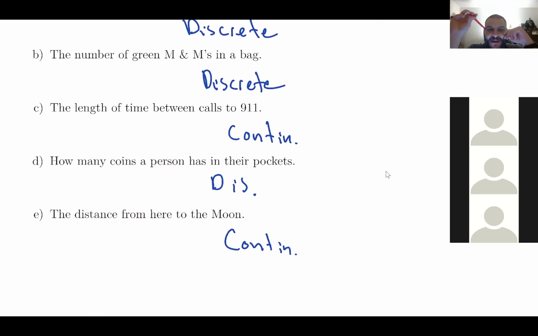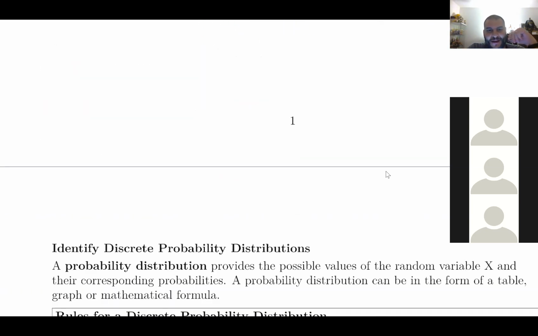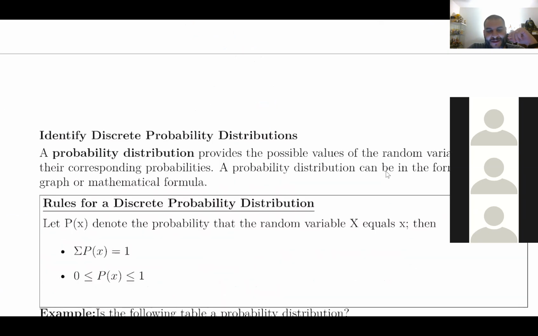The way you could think about continuous is, if you actually had to measure it. If you look at the length of time between calls to 911, you actually have to measure how long it takes. If you look at the distance from here to the moon, you actually have to measure. But how many coins a person has in their pocket, you could just count. You don't really have to measure it. You could just go, okay, they have 1 coin, 2 coins, 3 coins, and so on and so forth. All right, let's do this next one.